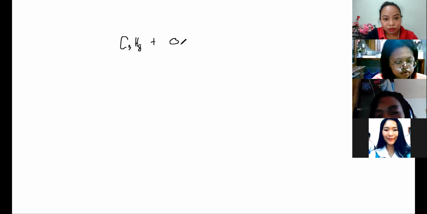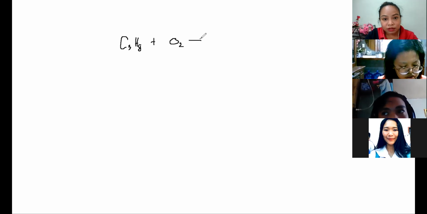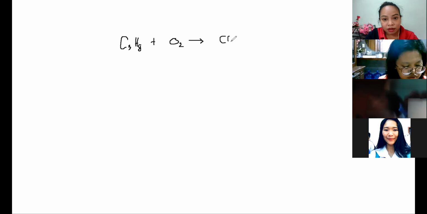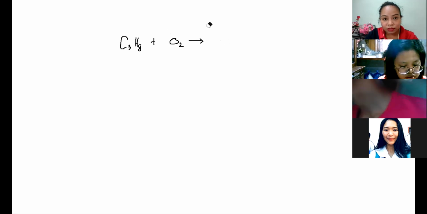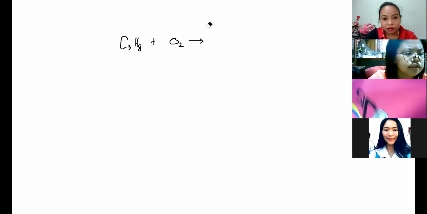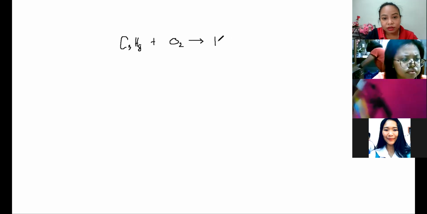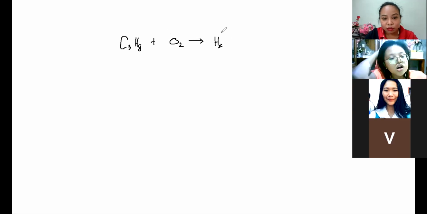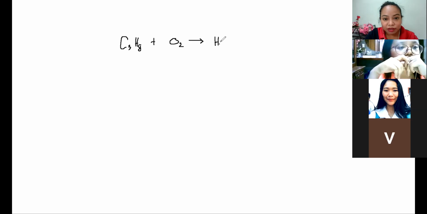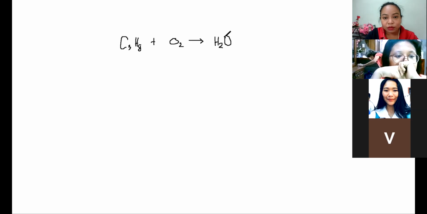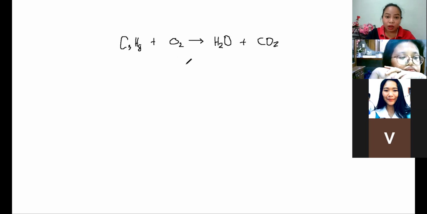C3H8 plus O2, arrow, CO2 plus H2O. So the equation is C3H8 plus O2 yields CO2 plus H2O. Okay. So that is step number 1.